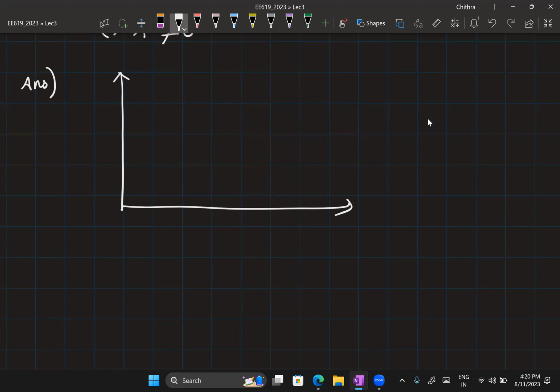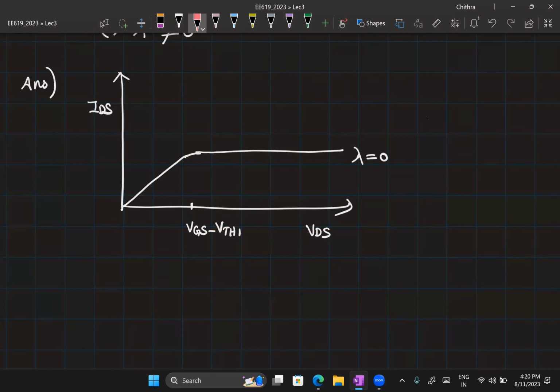So earlier when lambda was equal to 0, your current increased till the point VGS minus VTH, and then it had saturated. So this is when lambda is equal to 0. Now what happens? There is no difference in the linear region. Once it enters the saturation region, the current is not constant. It is going to increase slightly with lambda. What is the slope of this curve? Slope of this curve is lambda. Okay.